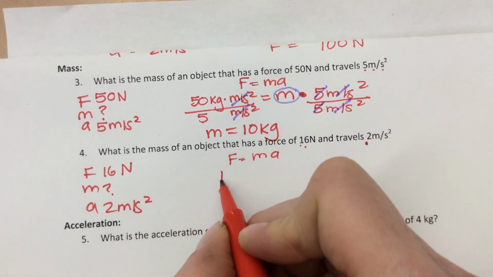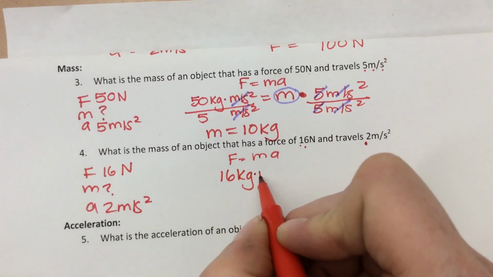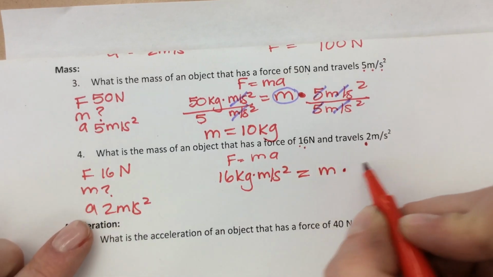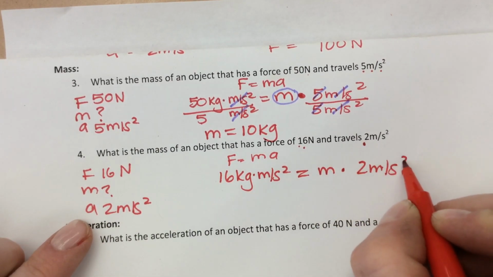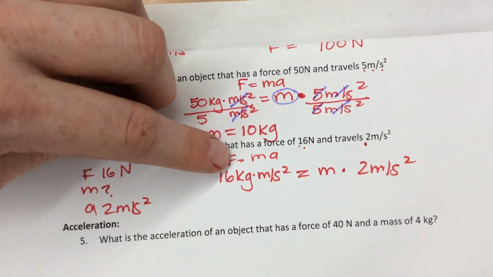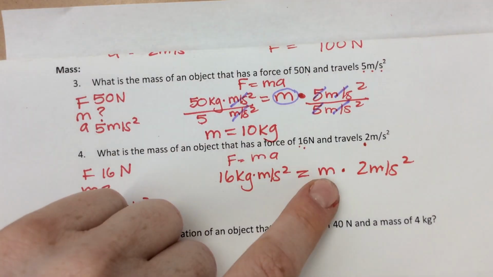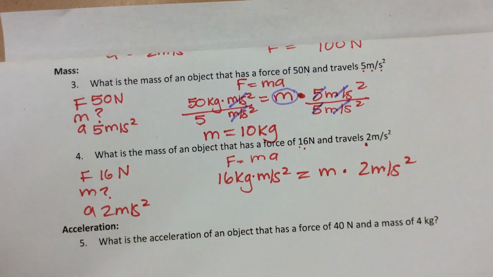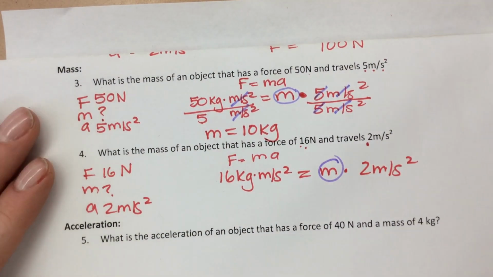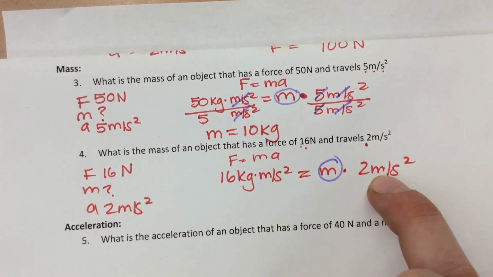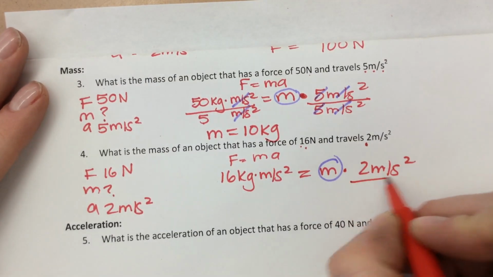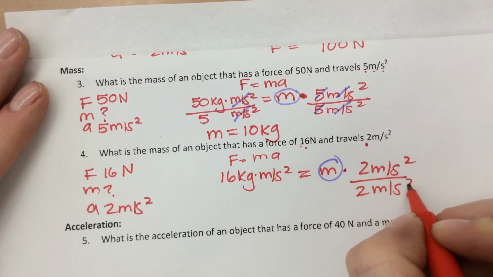So force is 16, and that breaks down again to kilograms times meters per second squared, is equal to my mass multiplied by my acceleration, which is 2 meters per second squared. So again, force, 16. Mass, I don't know. Acceleration is 2. I got it from over here. Now you just have to isolate m, and in order to isolate m, you do the opposite. Here it's attached to something, so you need to get rid of the thing it's attached to. To do that, you have to divide both sides by 2 meters per second squared.